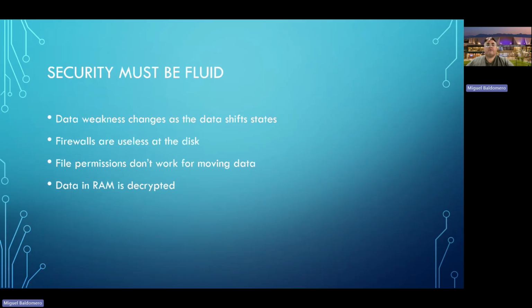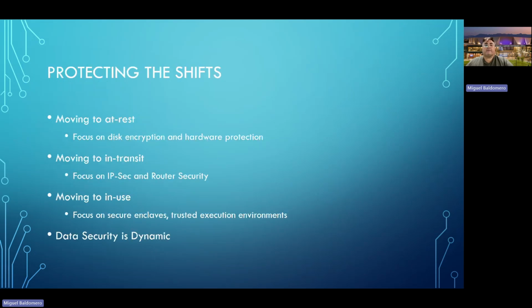So security must be fluid. Data weaknesses change as the data shifts states. Firewalls are useless at the disk. File permissions don't work when data is moving, and data in RAM is decrypted. So these are all things that you have to take into account, which is why we have those different layers.